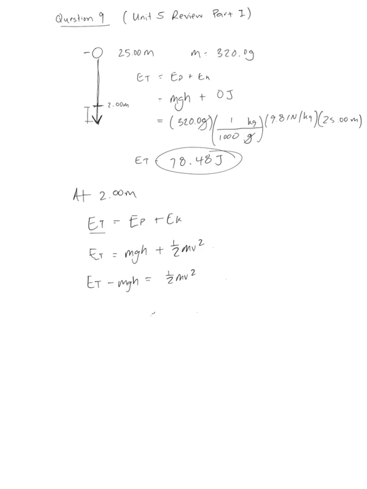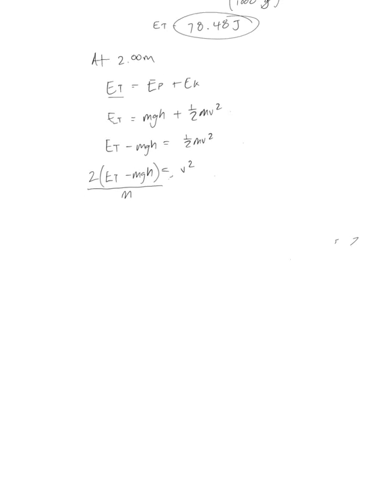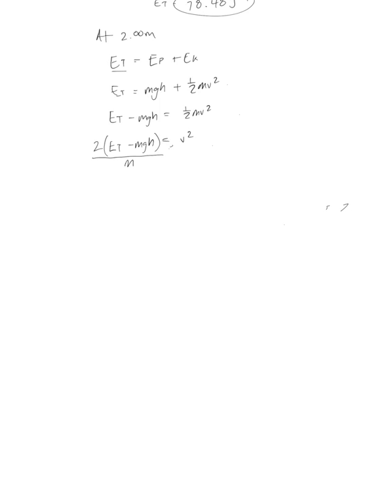So Et minus mgh equals v squared, and if I'm dividing by a half, that's the same as multiplying this whole side by 2, and then I'm going to divide by mass. So this is the formula we're going to use to figure out velocity squared, and then we're going to take the square root of that. So we'll just move that up.